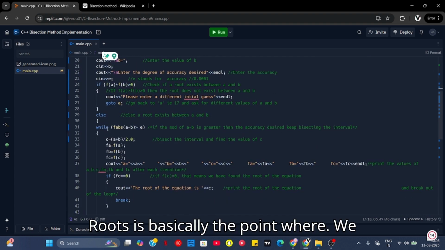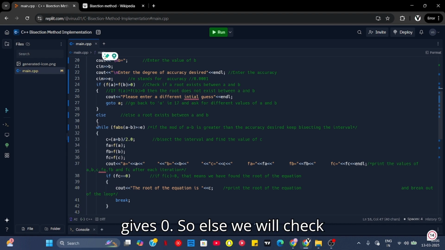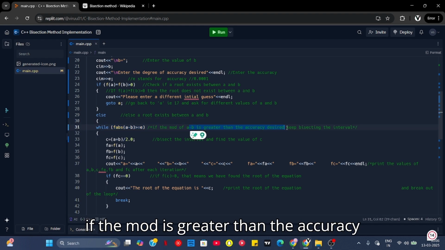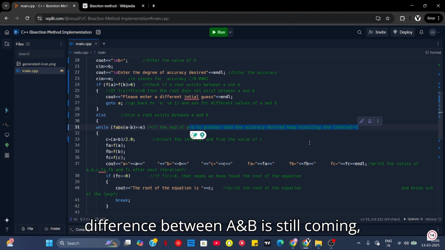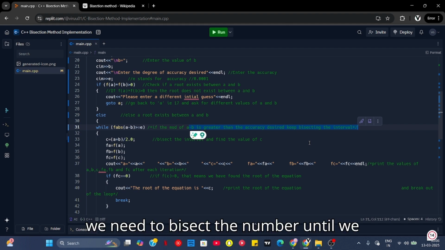Roots is basically the point where we put the number in the function and it gives 0. So else we will check the roots. A while loop: if the mod is greater than the desired accuracy, keep bisecting the interval. It's as simple as that, telling that if the difference between A and B is still large, we need to bisect the interval until we find the roots.